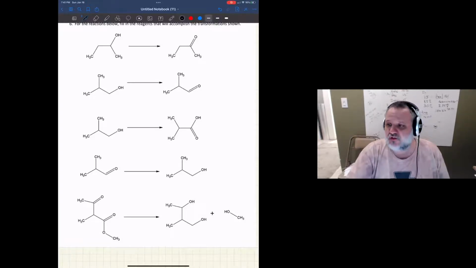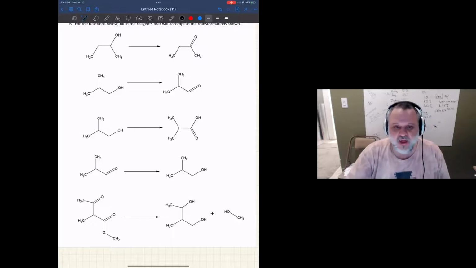The strongest reducing agent is lithium aluminum hydride. The strongest oxidizing agent that we typically use is sodium dichromate in acid. And the weaker oxidant is pyridinium chlorochromate. That's PCC for short. It will not oxidize a primary alcohol all the way to a carboxylic acid, but sodium dichromate will.